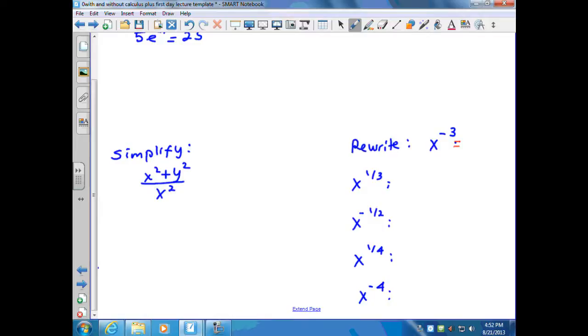Anytime you have a negative exponent, write it as a reciprocal with the positive exponent. So that will be simply 1 over x to the third. So the general rule is x to the negative m is 1 over x to the m.